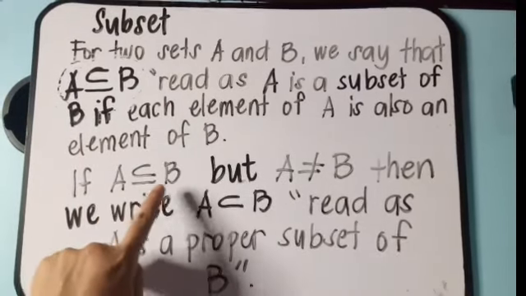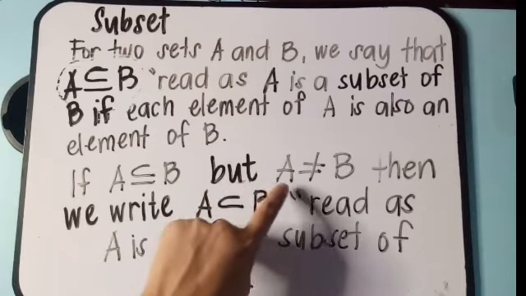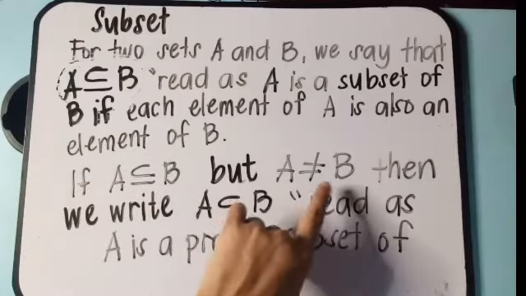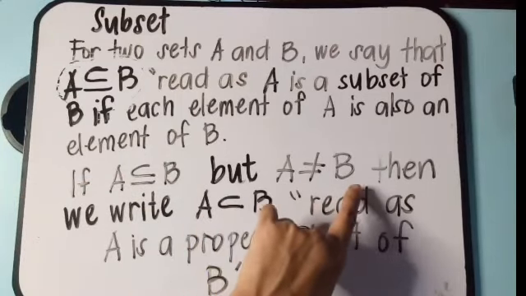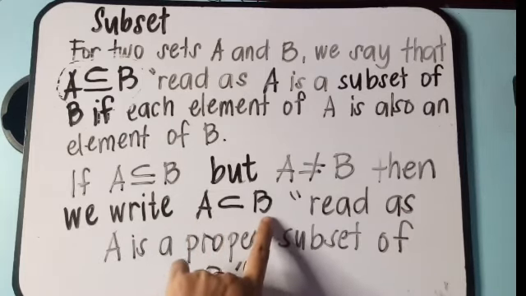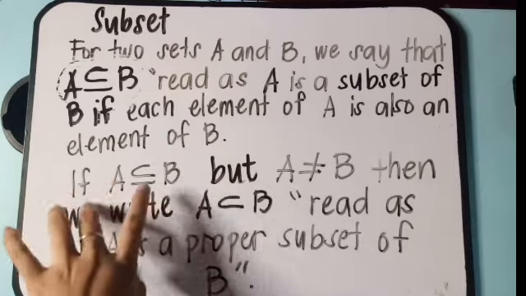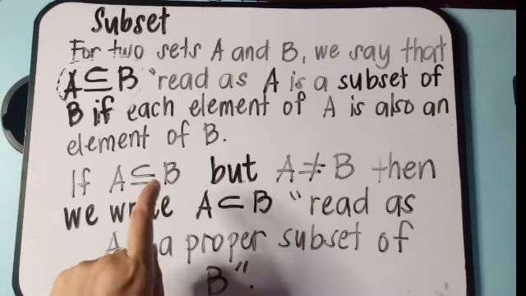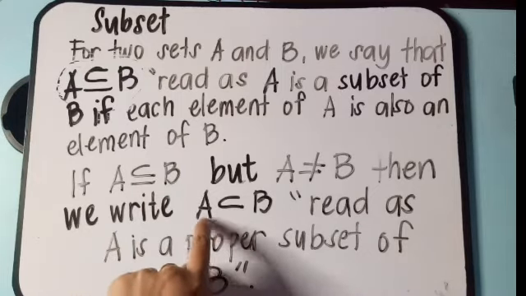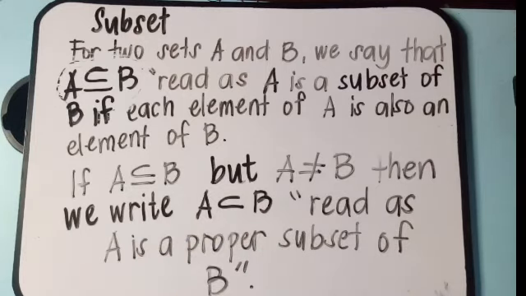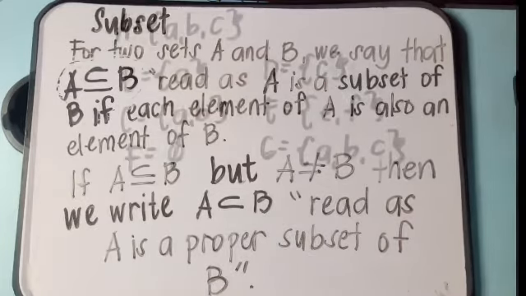If A is a subset of B, class, but A is not equal to B. Again, hindi sila equal. Yung elements ni A ay hindi equal kay B. Then, we write A is a proper subset of B. So, kung si A and B daw ay subset pero hindi equal yung elements nila, therefore, ang tawag doon ay si A ay proper subset ni B, or A is a proper subset of B. Okay? So, that is the difference between subset and proper subset.